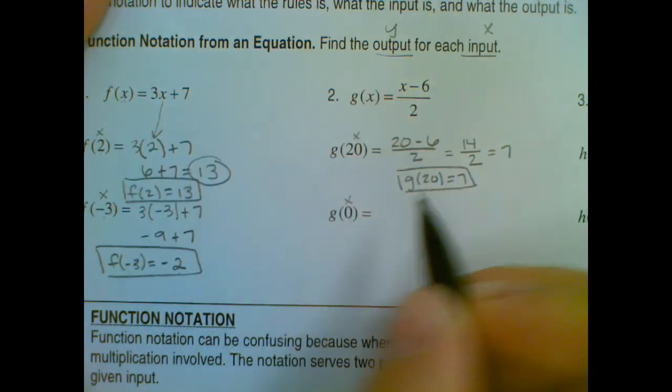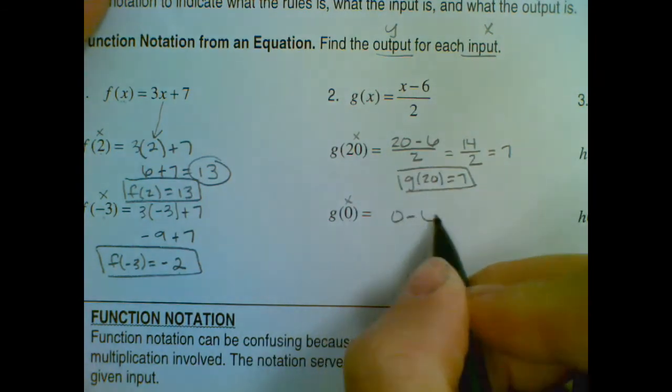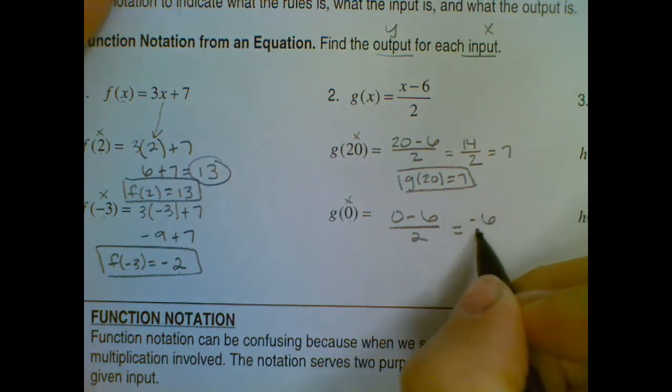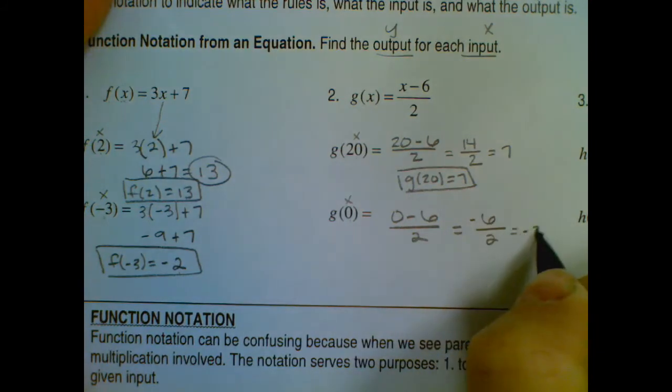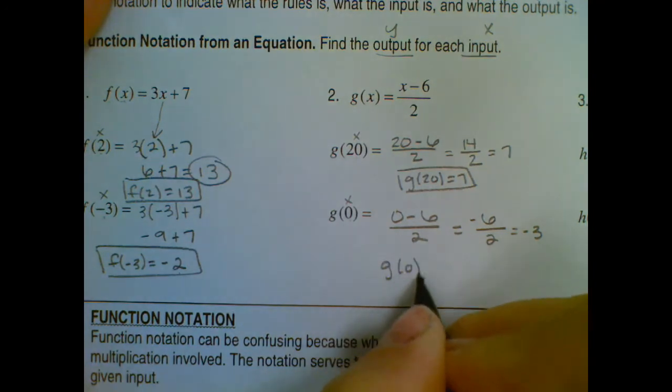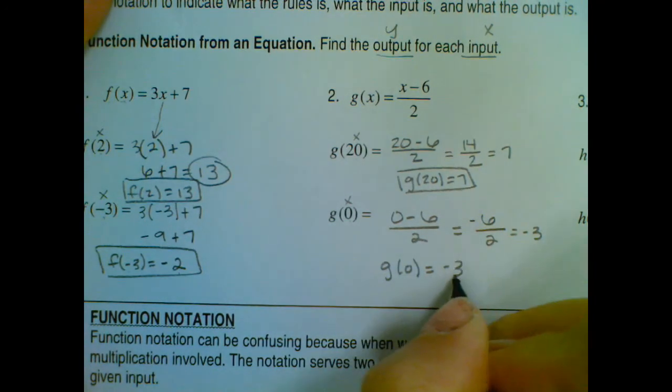And then same thing for 0. 0 is our input, so it goes in for x. So if we simplify on top and then divide, we get negative 3. So for our input of 0, our output is negative 3.